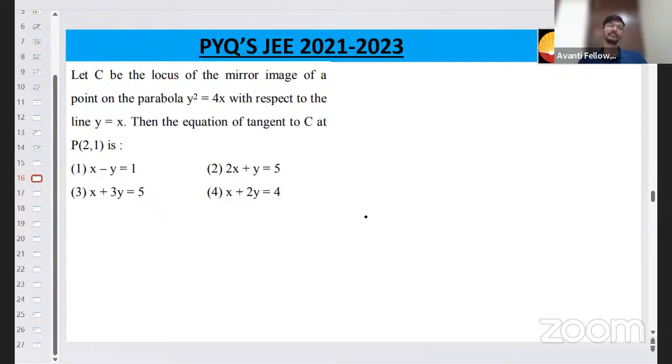Let's see. Now this is an interesting question. Let C be the locus of the mirror image of the point on the parabola with respect to the line y equals x. Then the equation of tangent to C at the point. So our main aim is to find the curve C, because then we can easily get the equation of tangent at P by using T equals to 0.